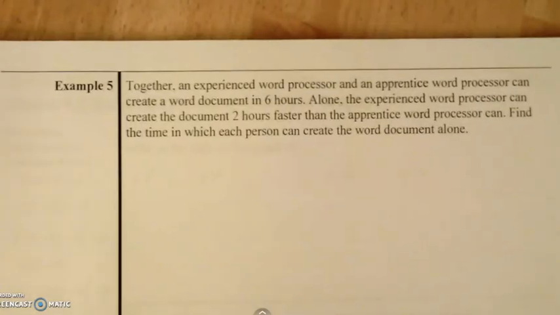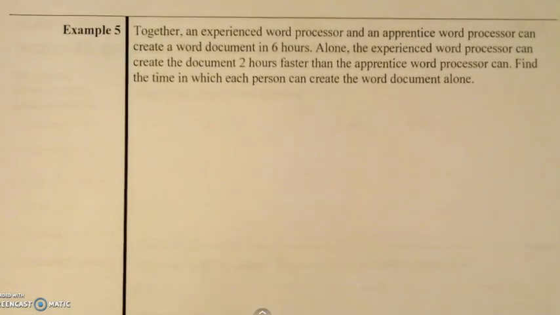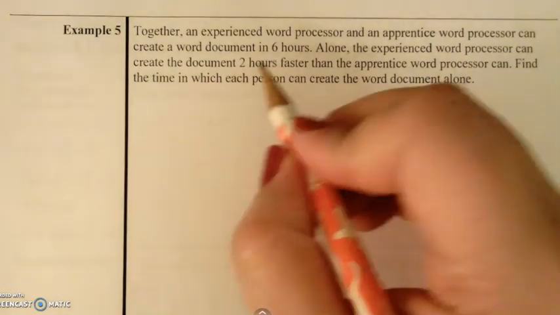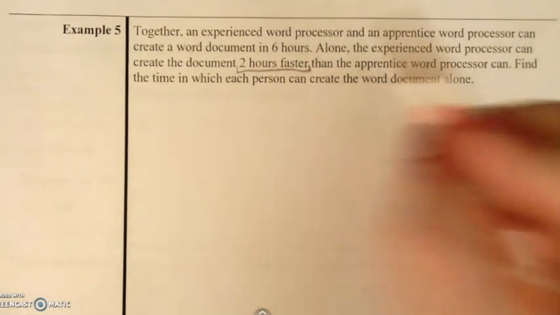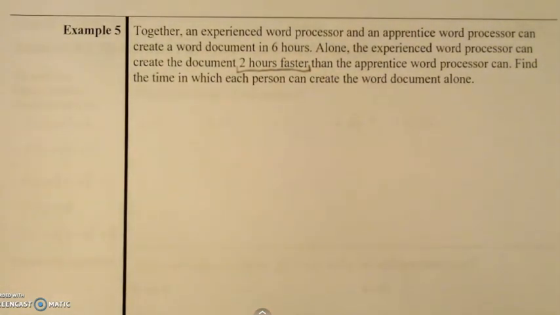On the next page, example 5: together, an experienced word processor and an apprentice word processor can create a Word document in 6 hours. Alone, the experienced word processor can create the document 2 hours faster. So notice it doesn't take him or her 2 hours. It takes that experienced word processor 2 hours less because they were 2 hours faster than the apprentice word processor. Find the time in which each person can create the Word document alone.